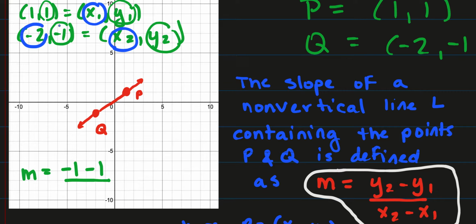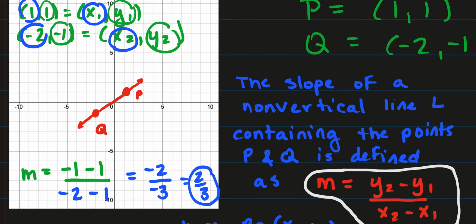I'm going to take this one, I started with this one and then I went to this one. So I'm going to start with this one, which is -2, and then subtract this one here. And I get 1. So overall, I'm going to get -2 over -3. And if we divide a negative by a negative, we get a positive 2/3.